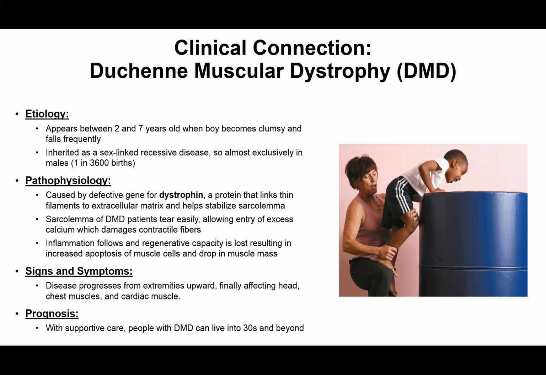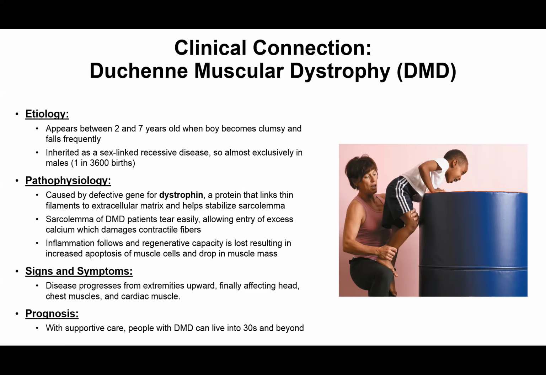All right, so this is a very serious disease, and it usually appears between 2 and 7 years old. Usually you can sense that the child, a 7-year-old, becomes really clumsy all of a sudden and falls more than what you think is normal. This one tends to be a sex-linked, recessive disease, and so occurs almost exclusively in males.